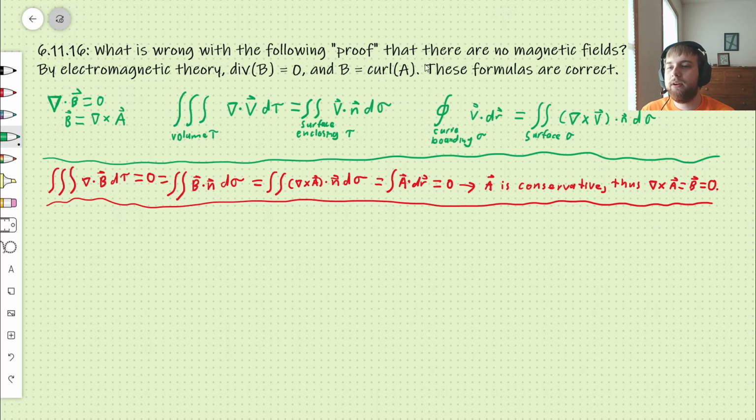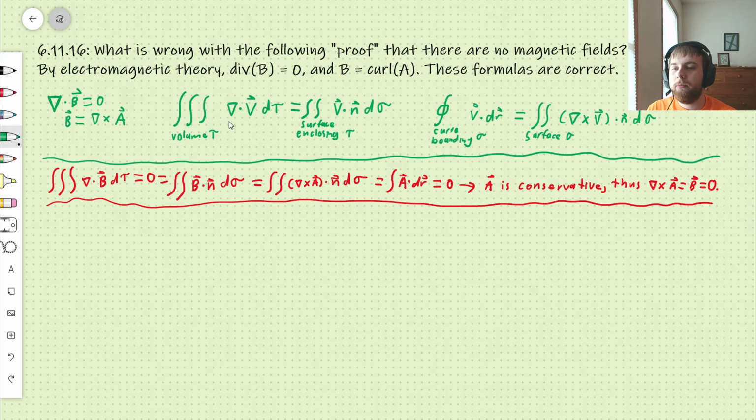So the question asks, what is wrong with the following proof that there are no magnetic fields? It gives us that by electromagnetic theory, the divergence of B is equal to zero, and that actually implies that B equals the curl of some A function. So these formulas are correct. Everything in green that I have written here is correct and we'll be using. This is another way to say the divergence of B is zero, and this is another way to say curl A equals B. And everything that has a little arrow is a vector.